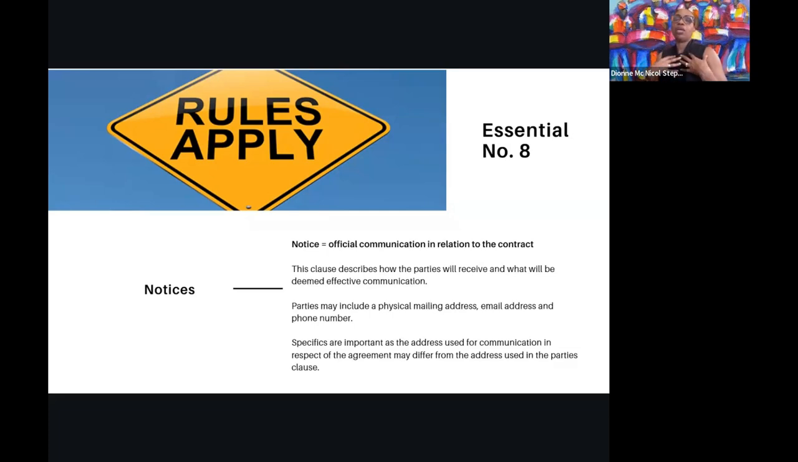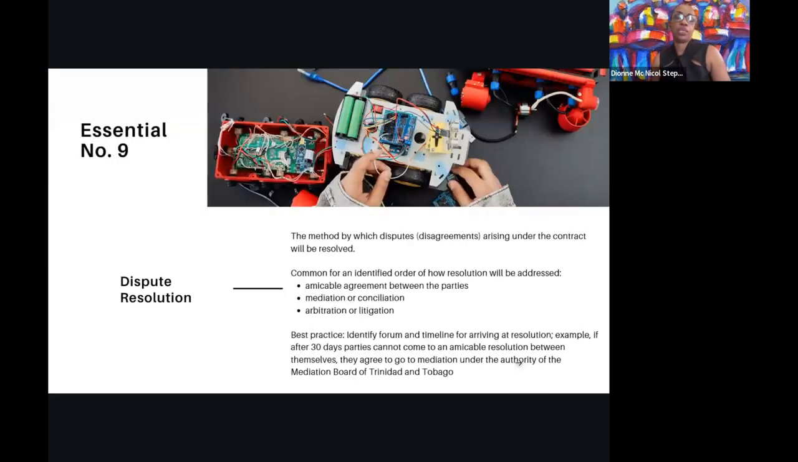So for instance, I may use my official office address in the parties clause, that I am John McNichol of XYZ place, Port of Spain, and so on. But for the purpose of receiving notices, I may want to use a PO box. I may want to use an email address, right? So we want to be specific about the addresses that we're using for the notice and the names of the addressees as well. Because that may also be different from the parties. Yeah. If you're dealing with a company in particular.